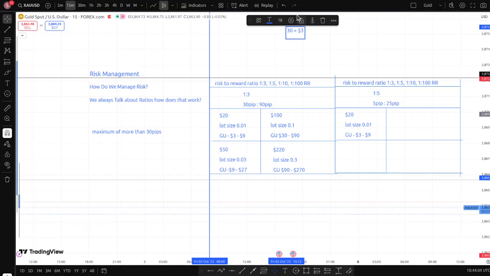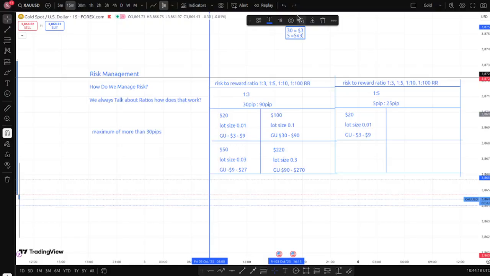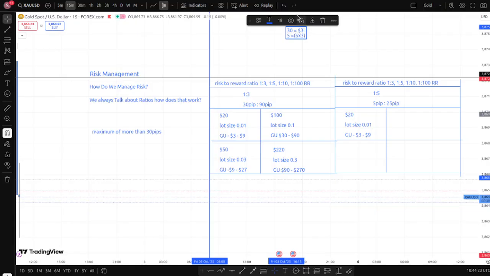What about 5 pips? Itakuwa nini? Cross multiply. Itakuwa 5 times 3. Niandike times 3. Alafu hii yote utadivide by 30. It's looking crazy but ni kitu iko. Alafu hii dividiwe na 30. Ndio ujue ni nini una risk.